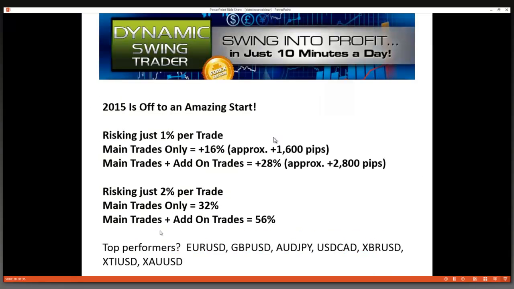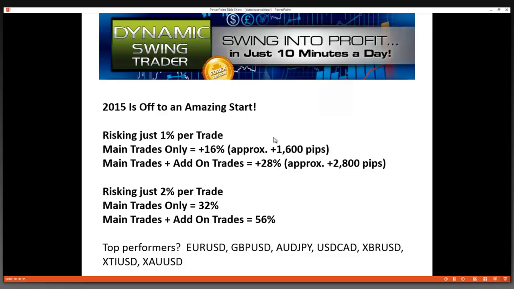Now take a look at 2015. Risking just 1% per trade, our main trades only are up 16% as of, not even as of today, because we're not even including what's happening on the USD/CAD, the NZD/USD, etc. That's about 1,600 pips, by the way. 1% is about 100 pips if you're using our type of very controlled leverage. If you add the add-on trades, that bumps up to 28%.